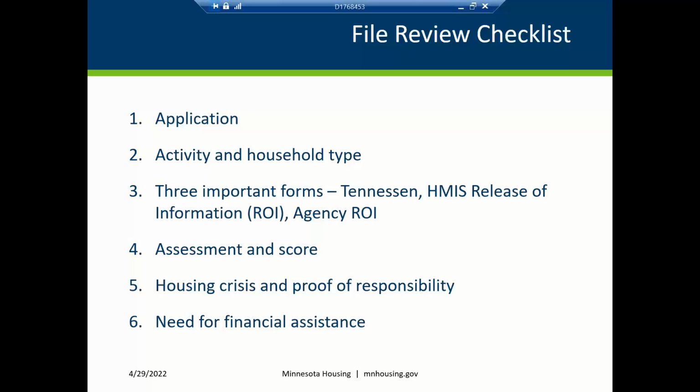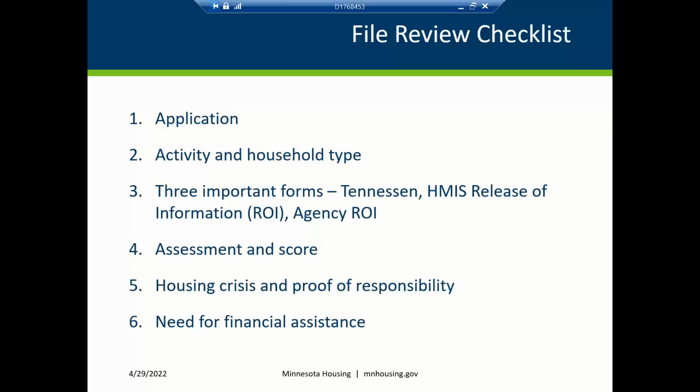So the file review checklist includes 10 important things that we look for when we're monitoring a file. One thing that we look for is the application or the intake form for the household. Sometimes that's an agency-driven form that has the data and information that you're collecting in order to put into your own systems, and also data that you might be reporting back to us, or there might be other reasons why you have a specific intake form, but it's not something that Minnesota Housing generates. It's usually where the household is actually entering your program. We often use that intake form to identify what type of activity and what household type is being served. I'll get into that in more detail later, but just letting you know that those are tied together.